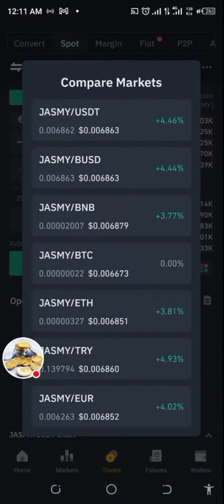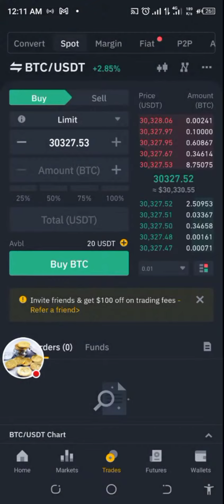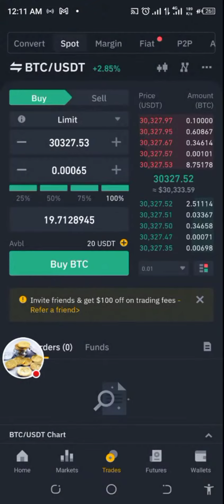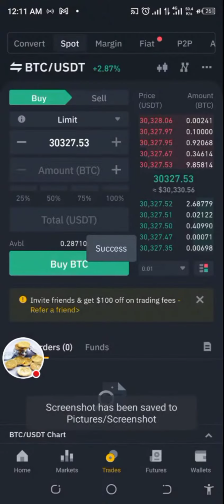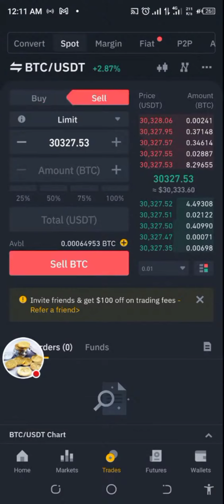So I'm going to buy the BTC first. Let me buy and pick up. It's picking up only 19.71, as I told you earlier. I'm just going to buy that one. So I guess I have bought that already. Have we bought it? Yes, we have.